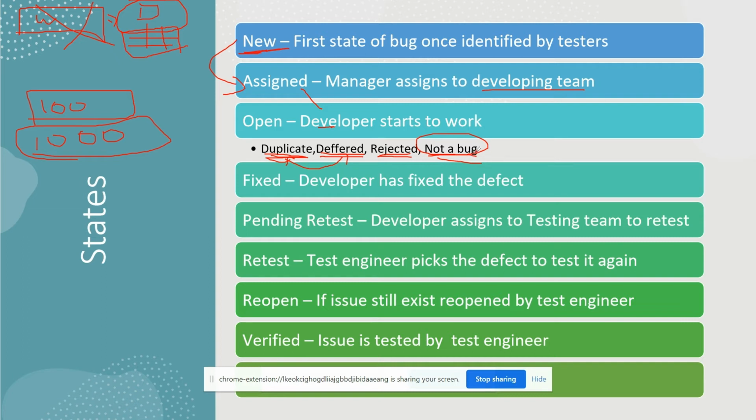So now if these four things are ruled out, that means it is not a duplicate, not deferred, not rejected, and not a not-a-bug. Obviously the developer needs to start working on the proper defect, right?